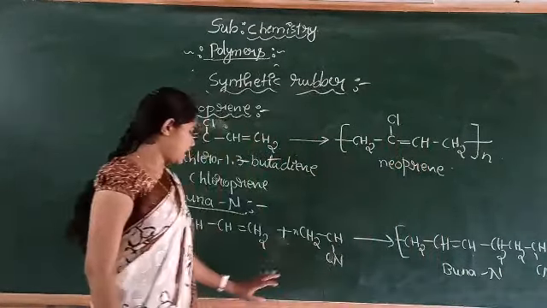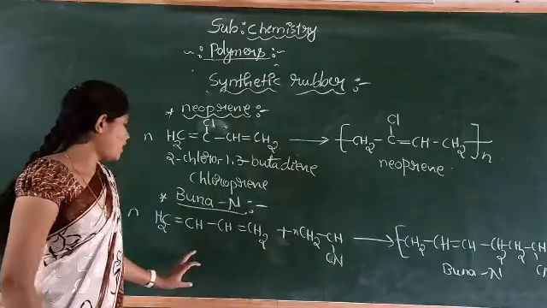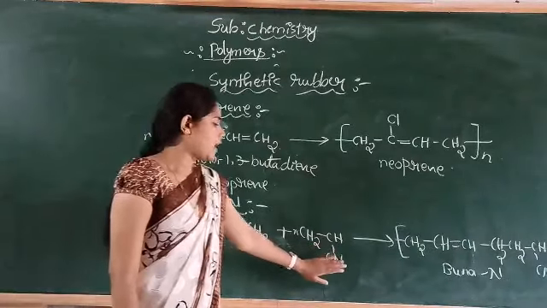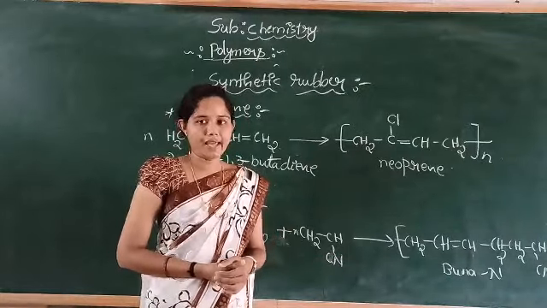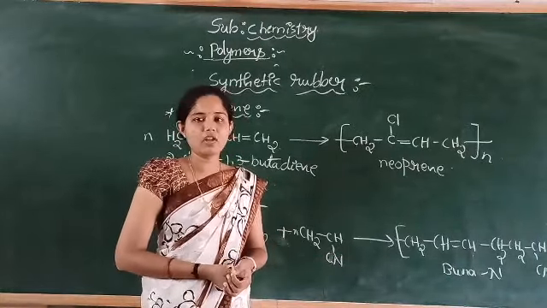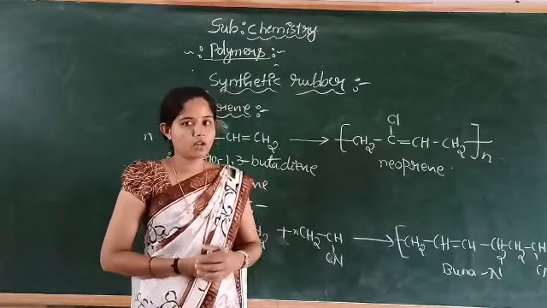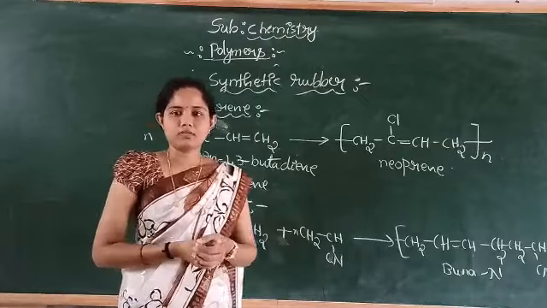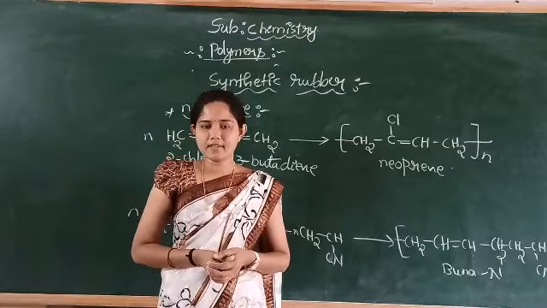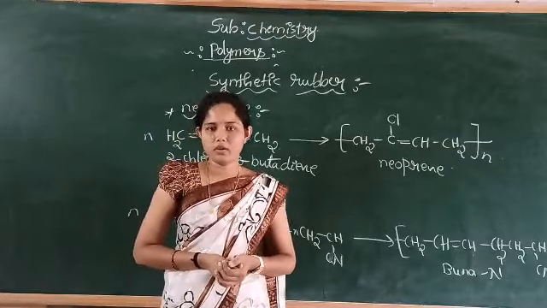So this Buna-N is a copolymer of 1,3-butadiene and acrylonitrile. This is also important for 2 marks: explain the preparation of Buna-N. They will ask for 2 marks. This Buna-N is highly resistant to petrol.